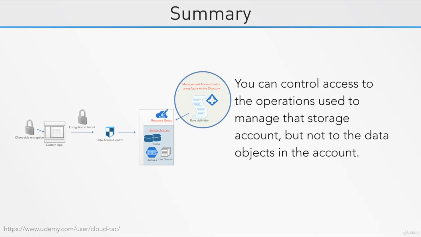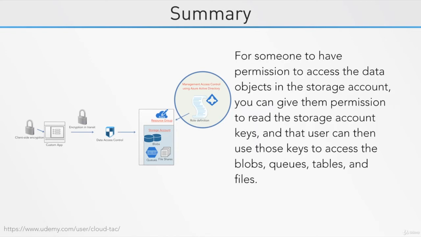You can control access to the operations used to manage that storage account, but not to the data objects in the account. For example, you can grant permission to retrieve the properties of the storage account, but not to retrieve the properties of a container or data within a container inside blob storage. For someone to have permission to access the data objects in the storage account, you can give them permission to read the storage account keys, and that user can then use those keys to access the blobs, queues, tables, and files.